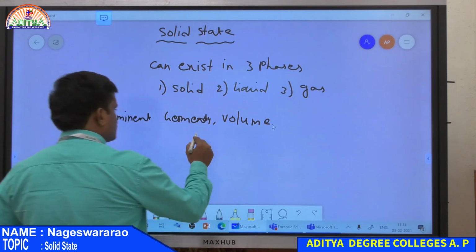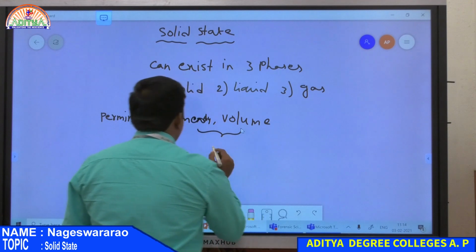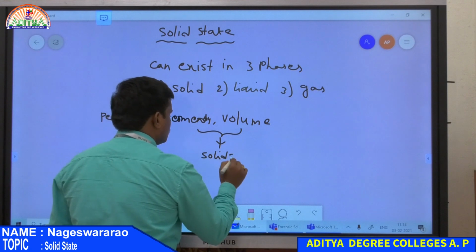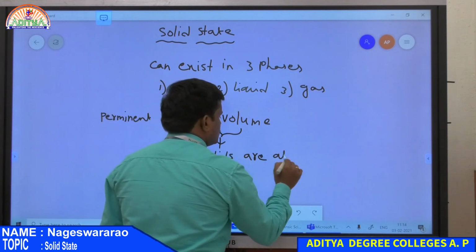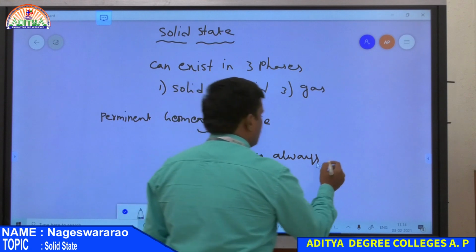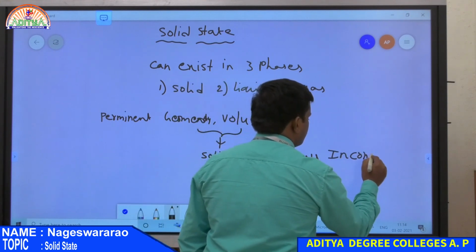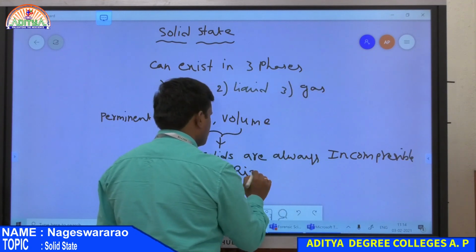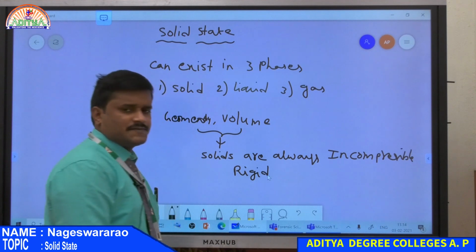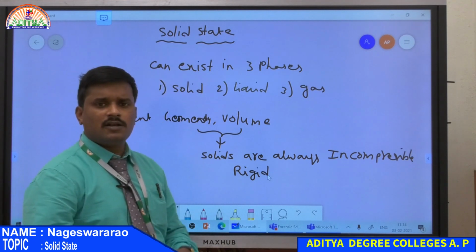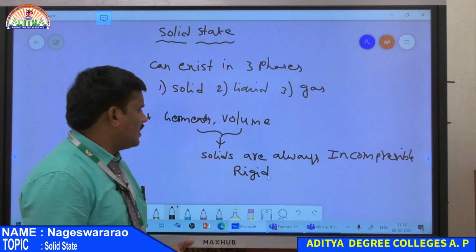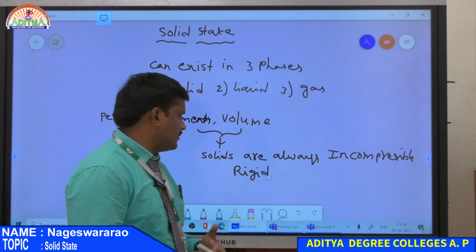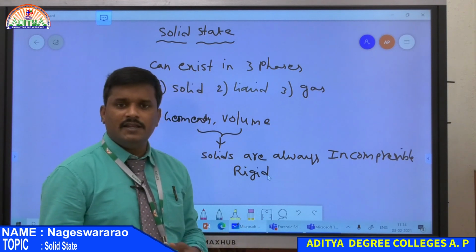The characteristics of these, solids are always incompressible. Incompressible is nothing but these are rigid. So these are the important characteristics of solids. The first is that these are having a particular geometry as well as a particular volume, and another one is solids are always incompressible. That means all solids are rigid in nature.